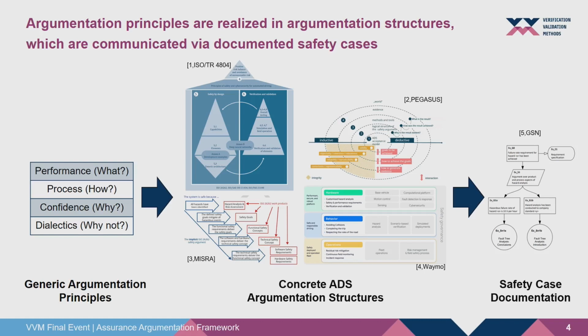We use the safety case with established notations like the goal structuring notation or claims-argument-evidence to make it communicable to stakeholders who need to understand the safety case at a higher level, so that they know how to navigate through it. Put simply, argumentation principles are realized in argumentation structures, which are communicated via documented safety cases.